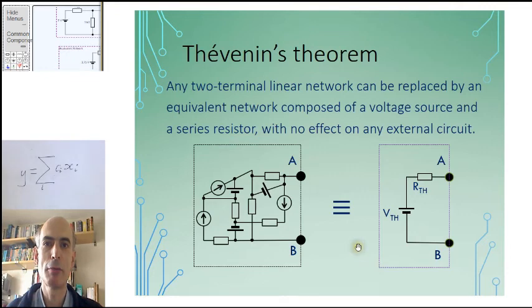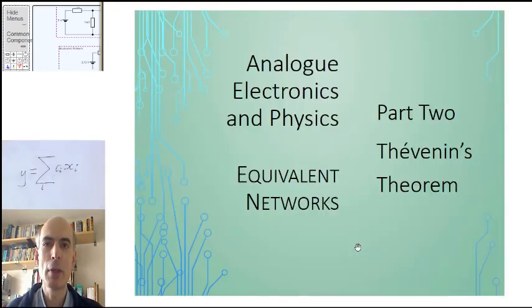Okay, this is a comparatively short one. Next time we'll be looking at the problem, how do you work out the voltage source and the series resistance in order to produce a Thevenin equivalent network?